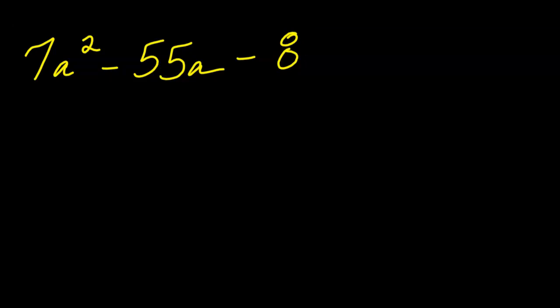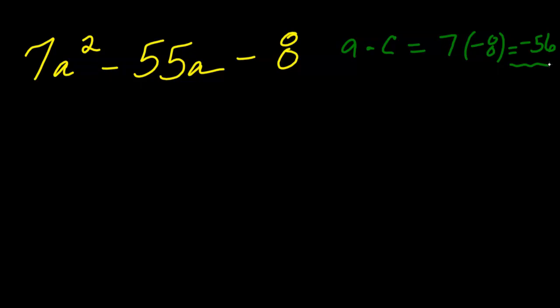The first thing you want to do is multiply A times C. A times C. My A is 7. My C is -8. So that's going to give me -56. Okay, so now I need factors of -56 that add up to -55.